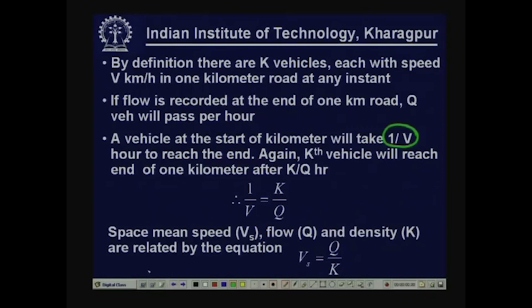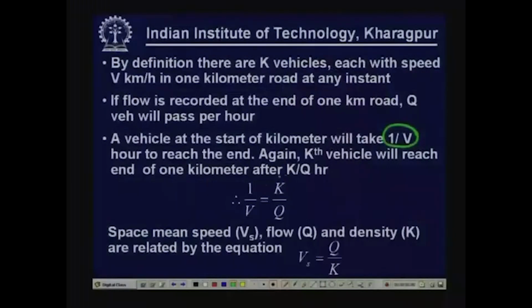Again, you have k vehicles, because the density is k, you have k vehicles spaced over a length of 1 kilometer. So, how much time will the kth vehicle take? The first vehicle will take 1 by q hour, the second vehicle will take 2 by q hour to reach that point. So, for the kth vehicle, how much time will it take? It will take k by q hour.